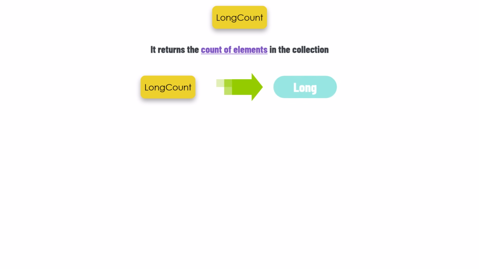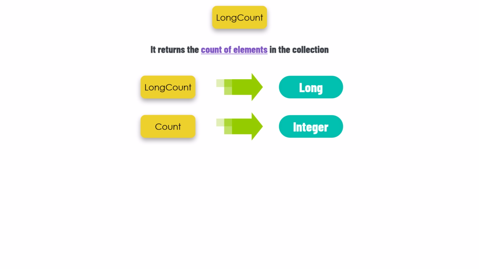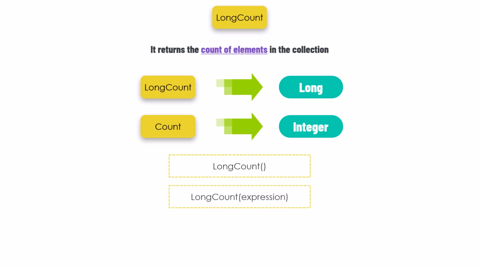The next function is LongCount. It's exactly the same function as count function. So, it also returns the count of elements in the collection. There is only one difference between both functions. LongCount returns a result of type long, whereas count function returns a result of type integer. This function can also be used in the same way as count function. Either using empty braces to get the count of all elements inside the collection, or with an expression to get the count of the elements that meet the condition. That's all about this function.